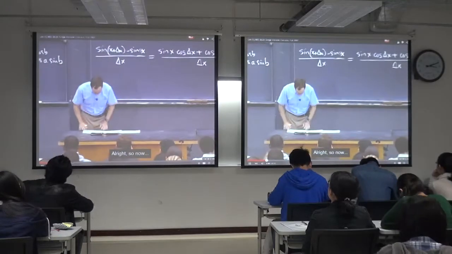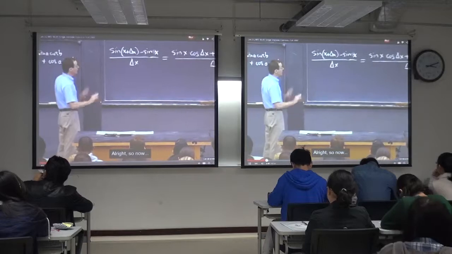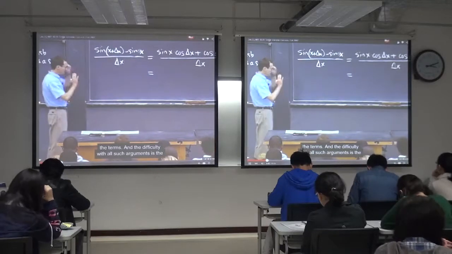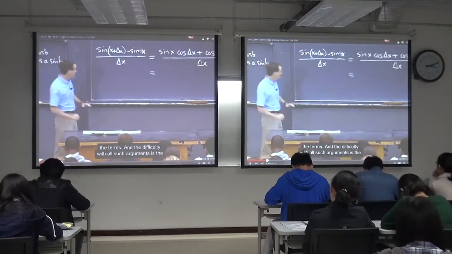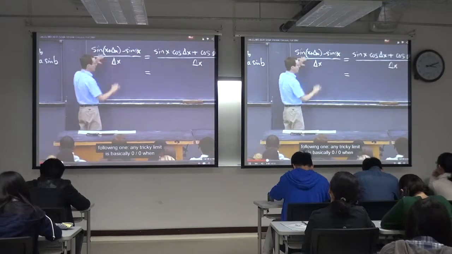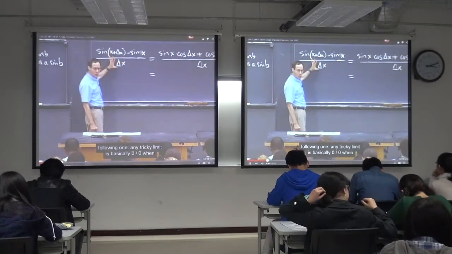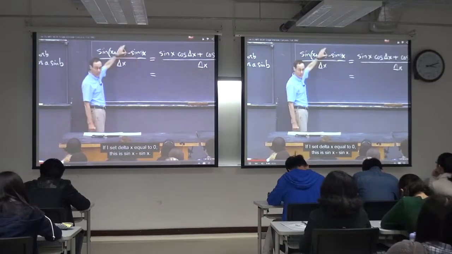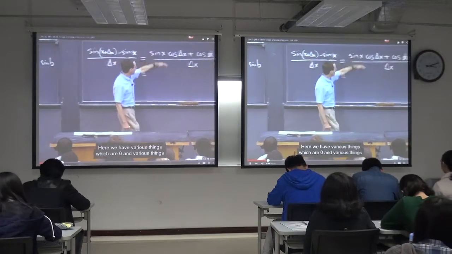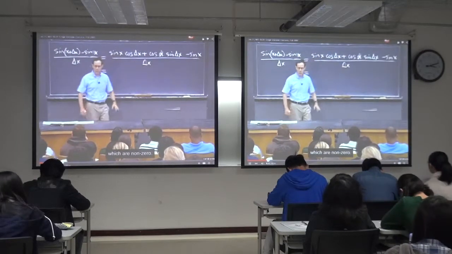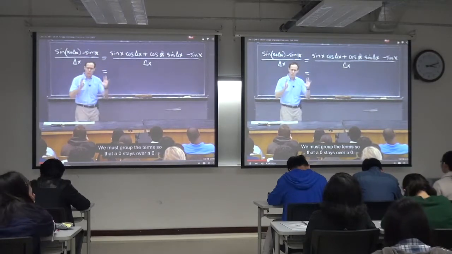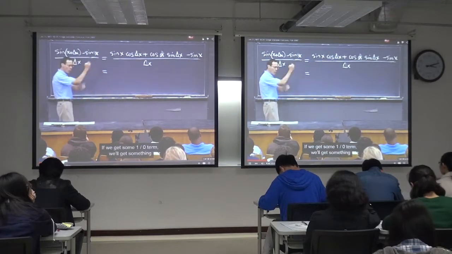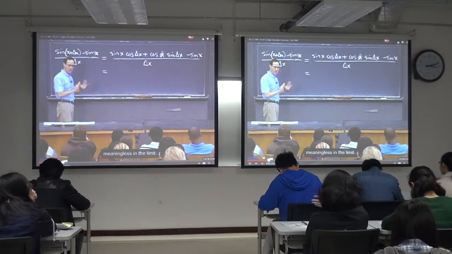All right, so now, the next thing we're going to do is we're going to try to group the terms. And the difficulty with all such arguments is the following one. Any tricky limit is basically 0 over 0 when you set delta x equals 0. If I set delta x equals 0, this is sine x minus sine x, so it's a 0 over 0 term. Here we have various things which are 0 and various things which are non-zero. We must group the terms so that a 0 stays over a 0. Otherwise, we're going to have no hope. If we get some 1 over 0 term, we'll get something meaningless in the limit.